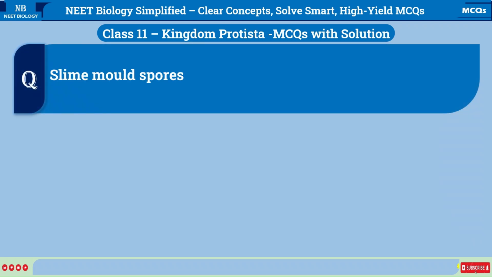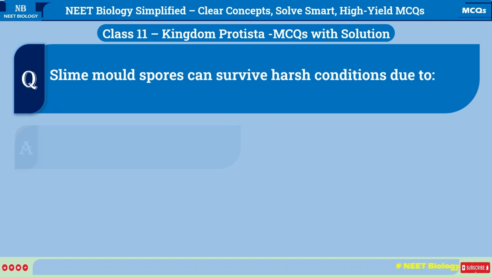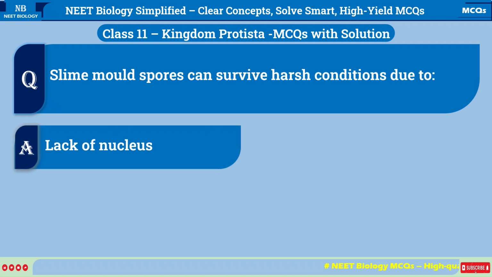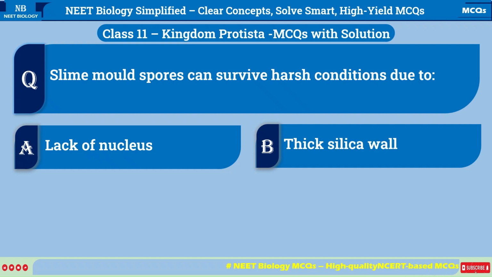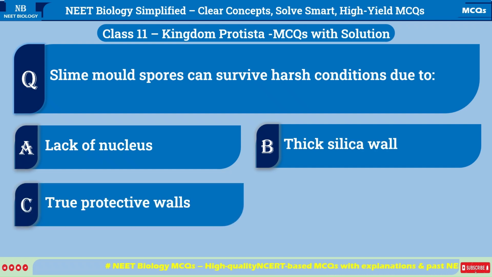Slime mold spores can survive harsh conditions due to A. Lack of nucleus, B. Thick silica wall, C. True protective walls, D. Cilia.